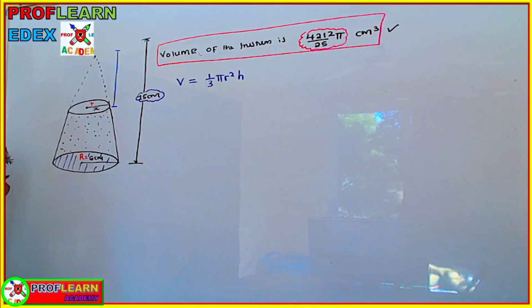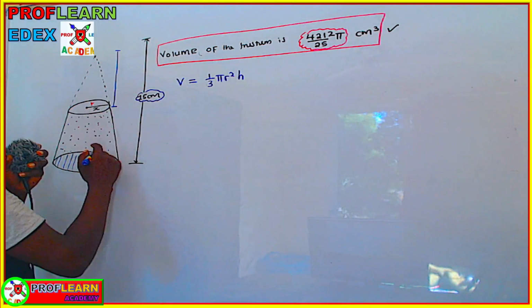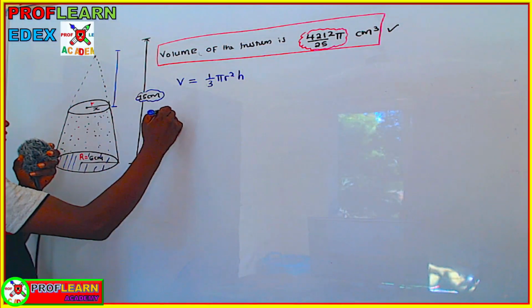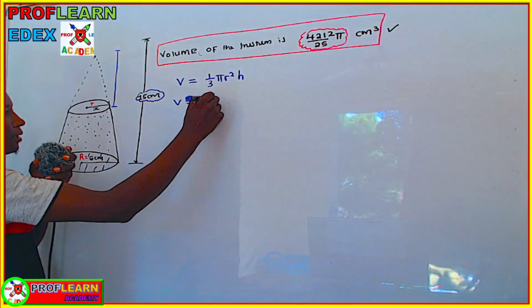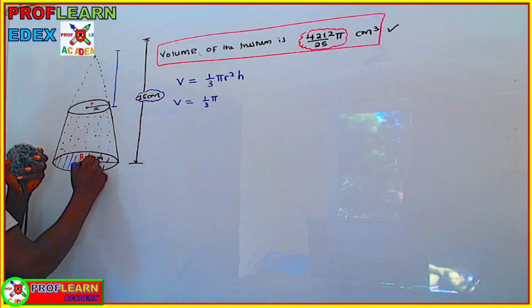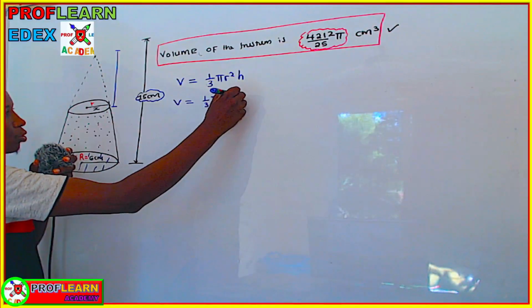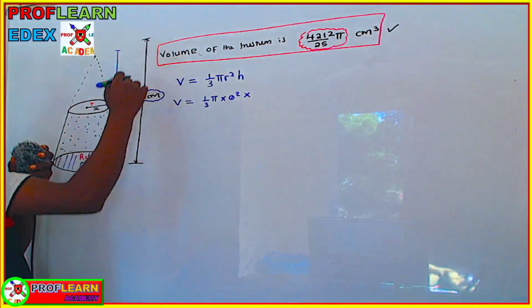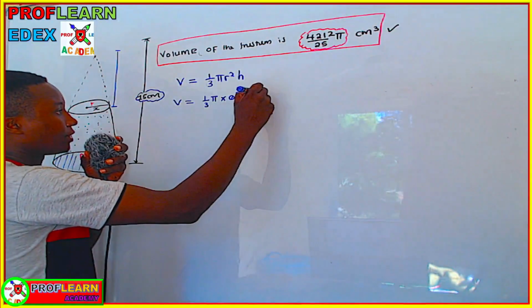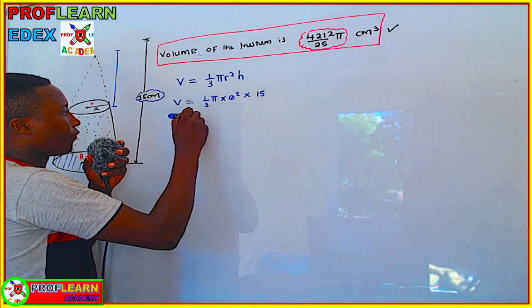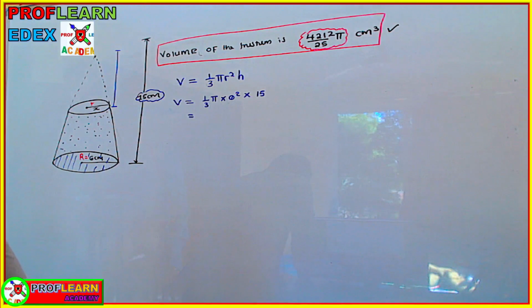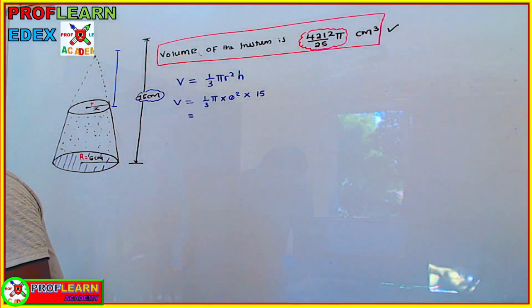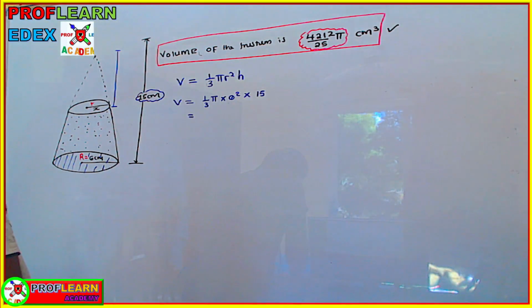But before we go, let us work out the volume of the entire cone. This is going to be equal to volume equals 1 over 3 pi. The radius is actually 6, so 6 squared times the height, and the height in this case is 15. So if we work that out using our calculator, let's see what we are able to get.